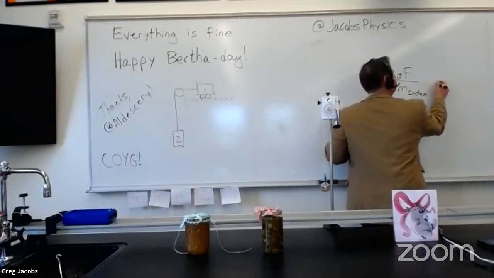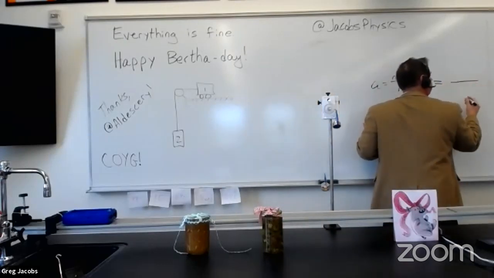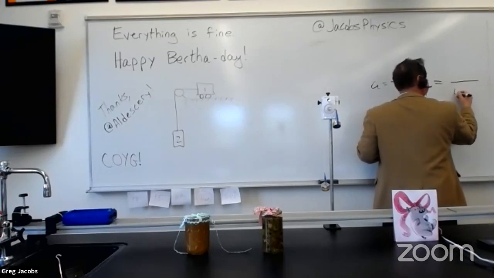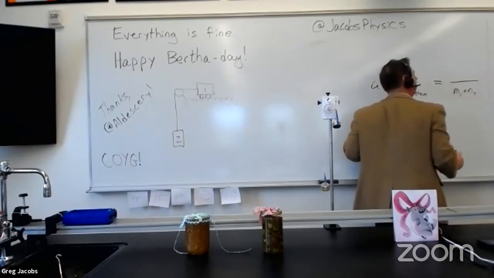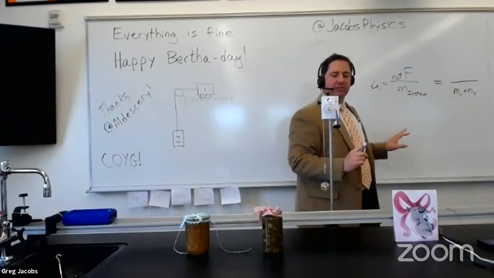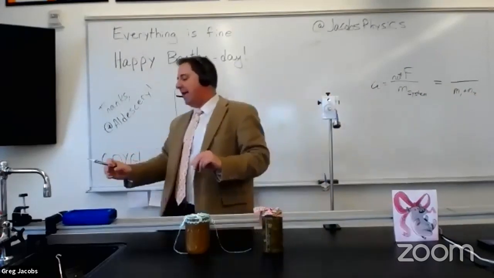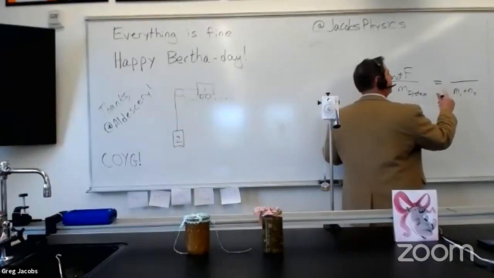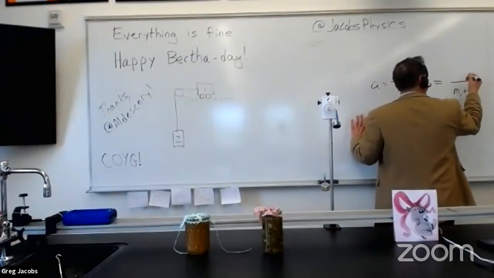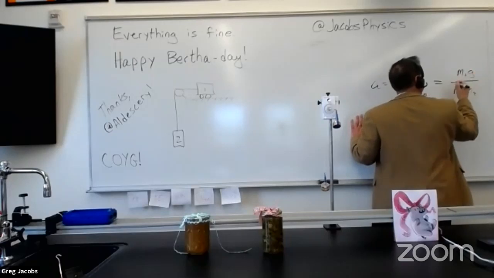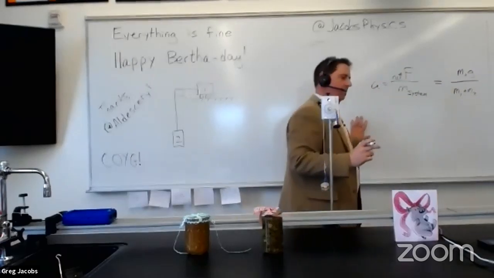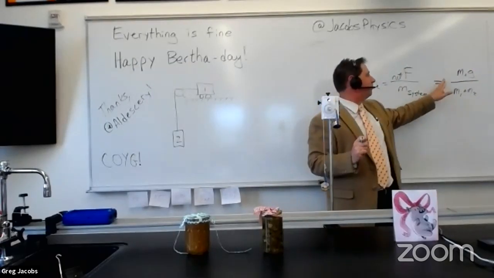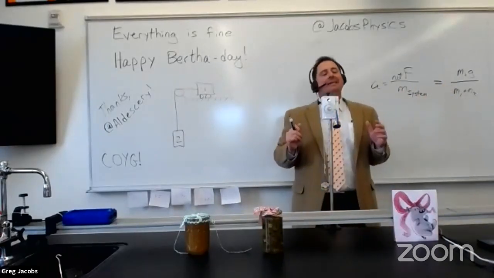Well, that's easy to find. The mass of the system originally is m1 plus m2. The net force on the system is just the weight of the hanging object, which was 1.7 newtons. We called that M2. That was the acceleration of the system in the first place.